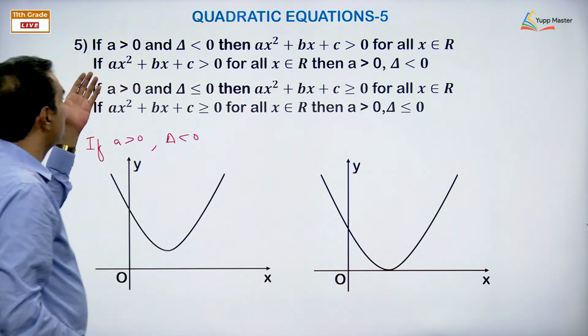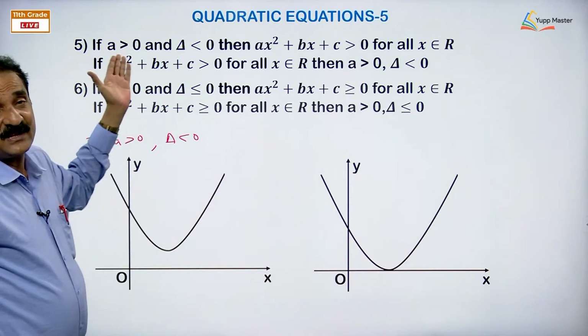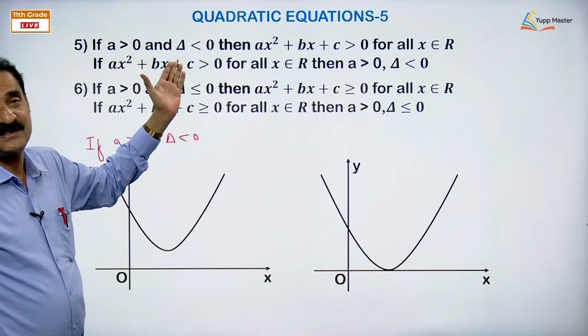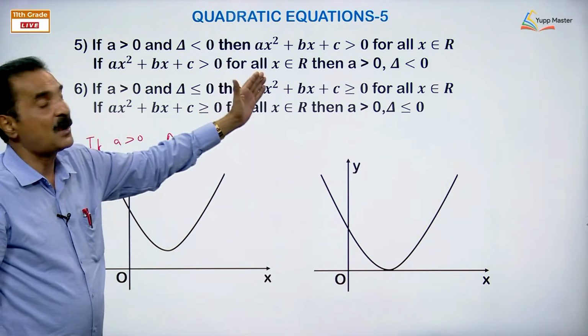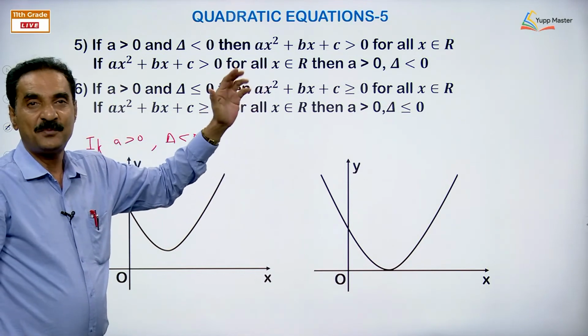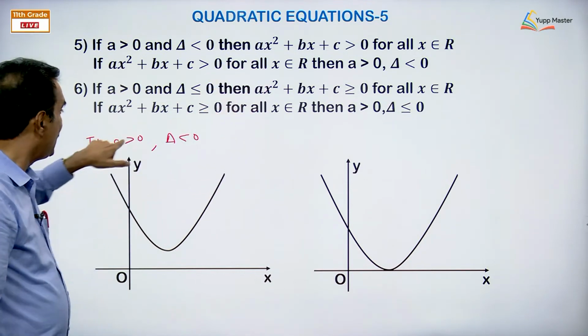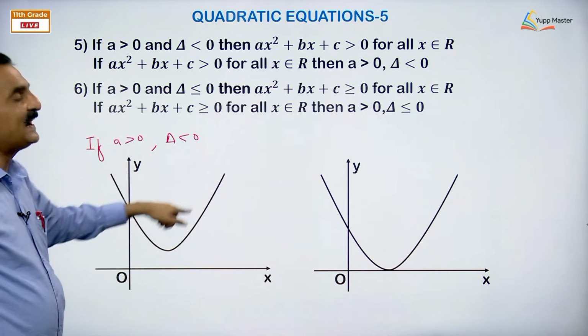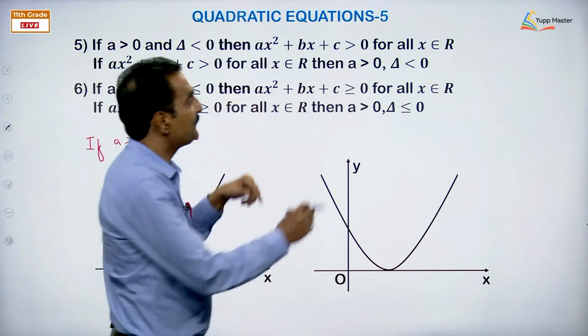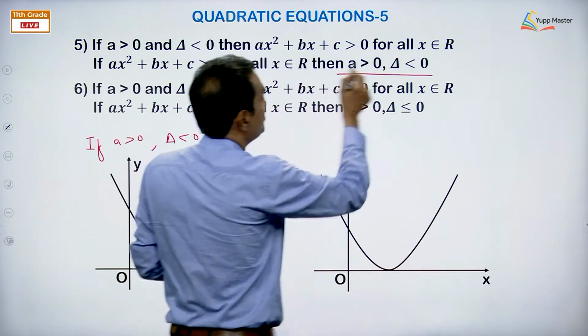Now, the converse: whenever ax square plus bx plus c is greater than 0 for all x, it is possible only when a is positive and delta is negative. So, all of you carefully remember these points.